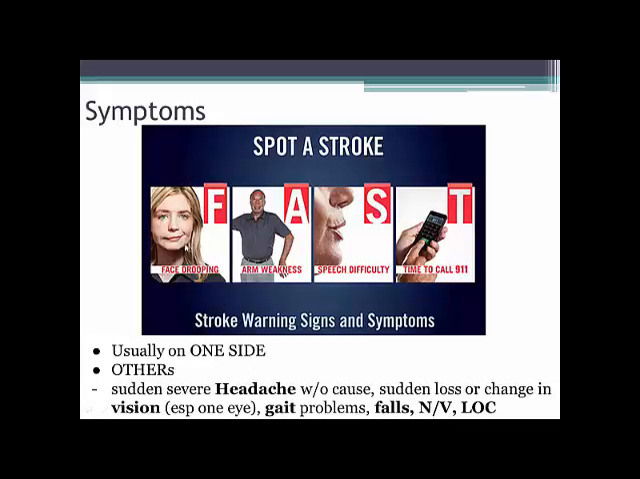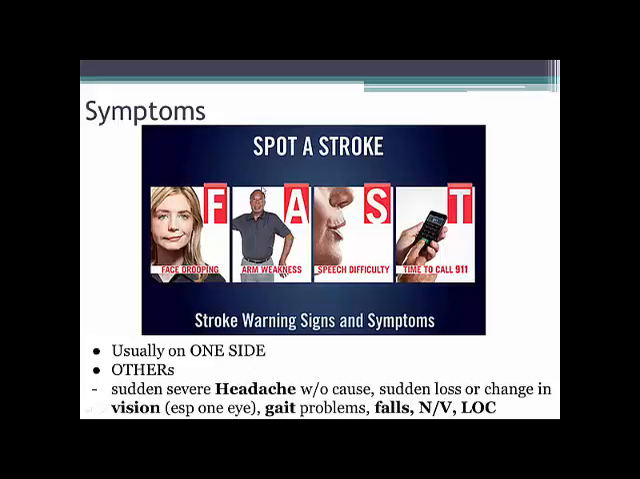F-A-S-T. F for face drooping. So as you can see, if you ask this individual to smile, one side is working and the other side is not working at all, and you can notice some weakness there. If you ask the person to raise both arms, for example, perhaps this arm doesn't raise as much as the other one does. So that can lead to arm weakness as part of the stroke symptoms. Speech difficulty is very important. So they'll have a sudden onset of slurring of their speech or not be able to talk.